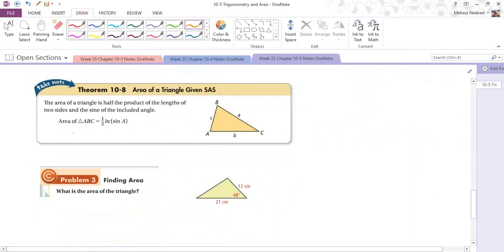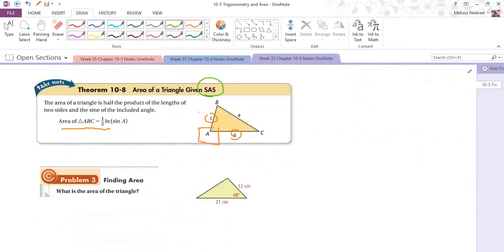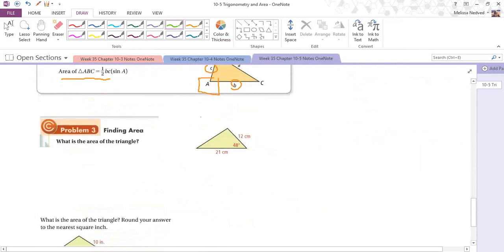Really what we just need to know here is that the area of this triangle is equal to half BC times sine of A. And what's important here, BC would be my side lengths, B and C. Sine of A, we always have that be an angle. So what we know here is that this works only when we have side angle side. If I know two side lengths and the included angle, I can use this formula to find my area without knowing the base and the height.